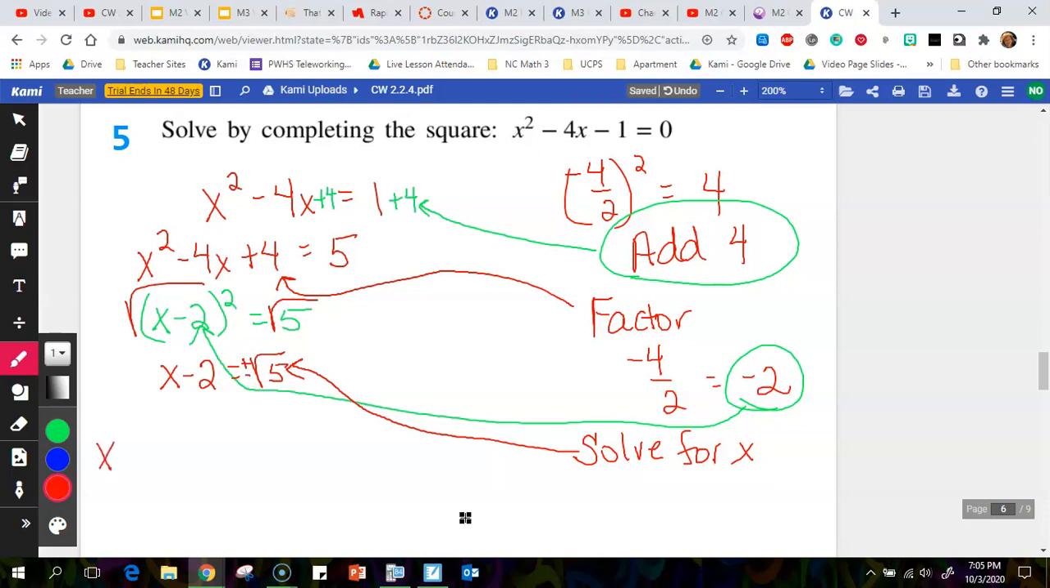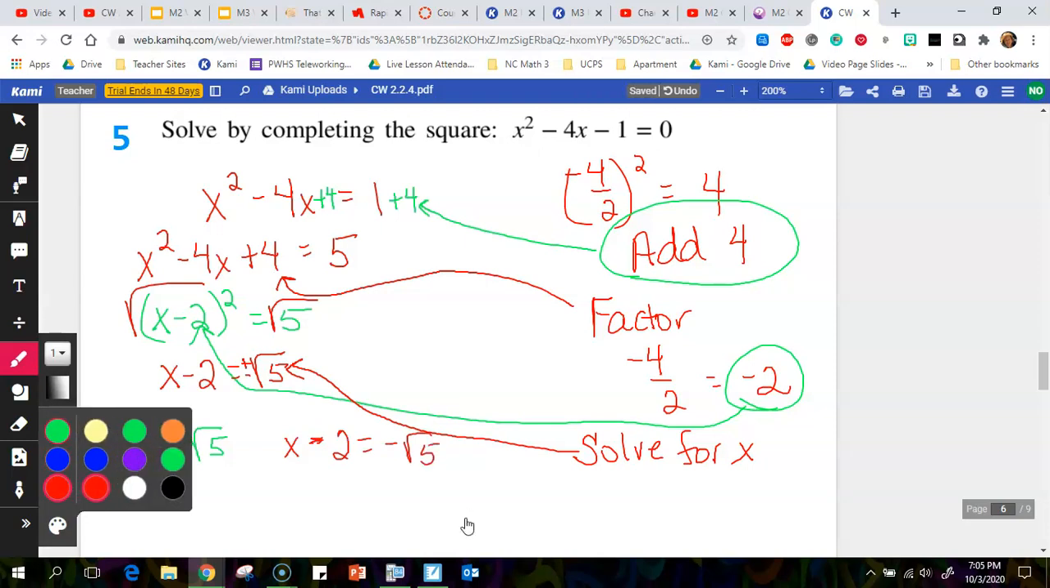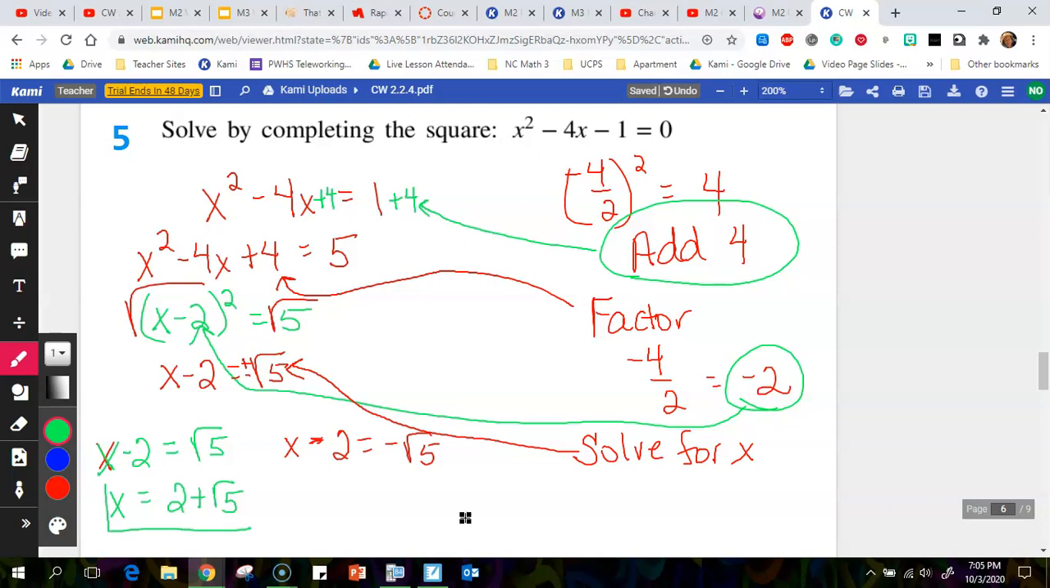So x, actually let me do that in green. x minus 2 equals the positive square root of 5, and x minus 2 equals the negative square root of 5. So then I just add 2 to both sides, and I get x equals 2 plus root 5 on this side, and that's all I can do on that. This is an imaginary root, so we actually wouldn't be able to see this. I'll show you what it would look like in just a second. And this one would be x equals 2 minus root 5.